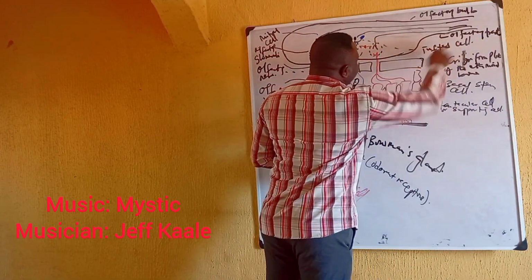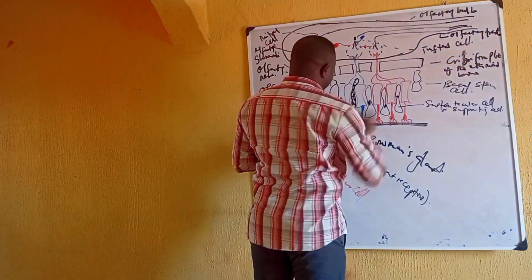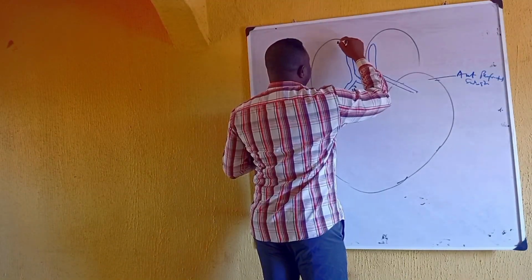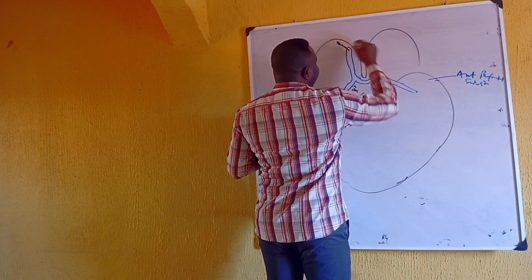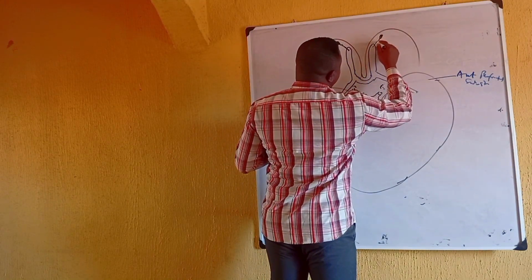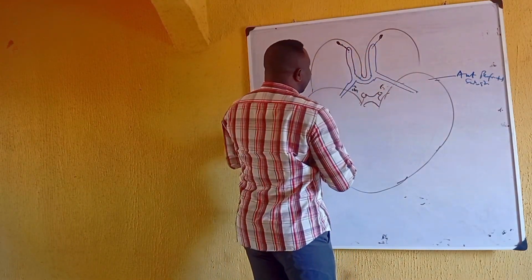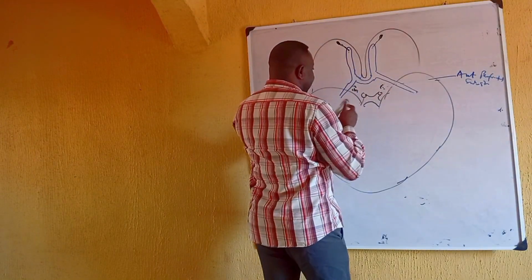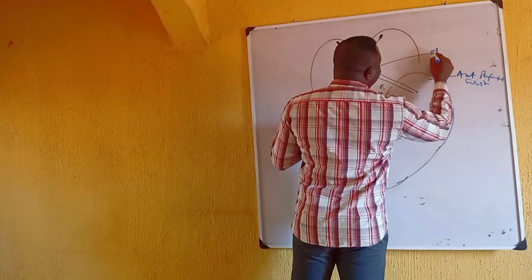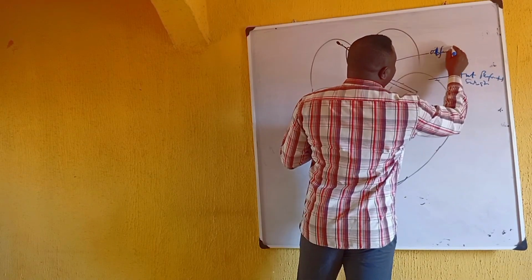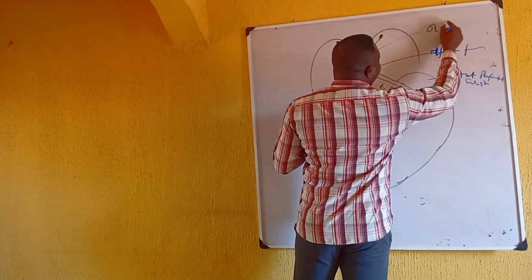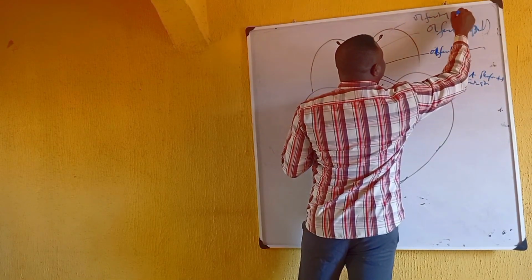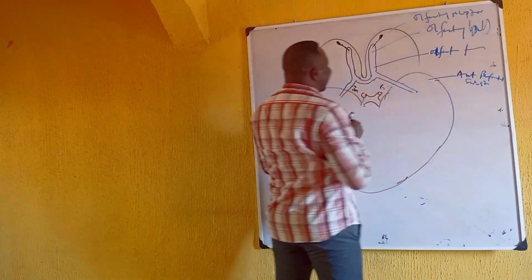So now let's look at the course of the olfactory tract. I'll clean this diagram and draw another diagram. These are olfactory receptors coming down to the olfactory bulb, and then from the olfactory bulb we now get to the olfactory tract. This is the olfactory tract. This is the olfactory bulb. This is the olfactory receptor cell or olfactory receptor.